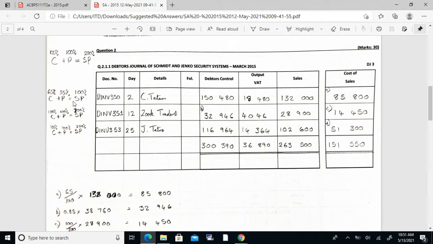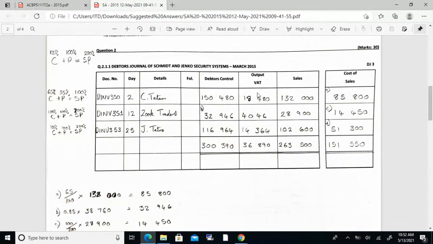Then we say, which journals are we doing again? We're only doing the Debtors Journal, Debtors Allowance Journal, and the General Journal. The first transaction in the Debtors Journal, that's where we're going to start, was on the 2nd with C. Tatum, and that was for 150,480. So we plug that amount in.